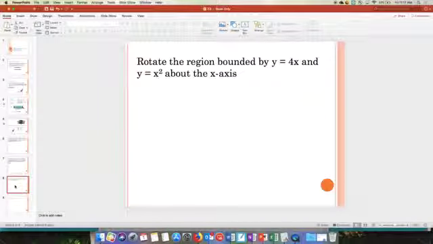Draw the region. Do I need to close my blinds? Are we okay? I wanted to see the sunshine.